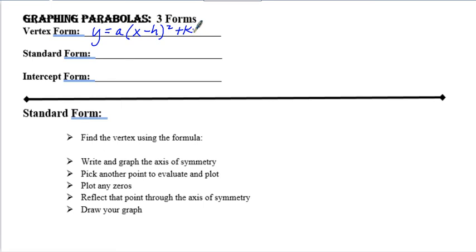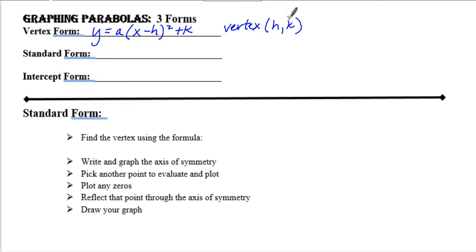Let's think about how we graph using vertex form. Remember, we use vertex form to use the vertex, right? We pulled the vertex off, the vertex being the middle point of the parabola, the min or the max of the parabola, and we found the vertex at h, k. That's the form we were given, and that's the vertex that we pull off directly.